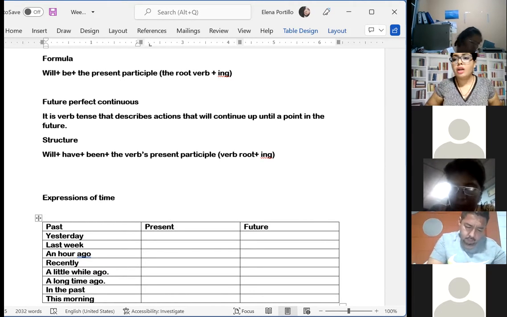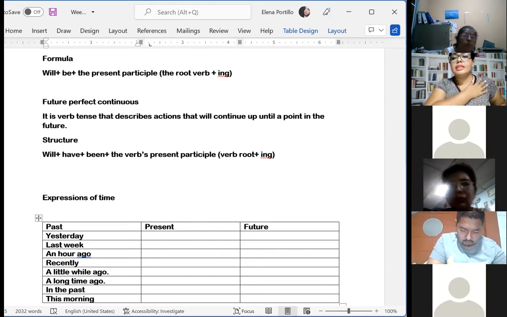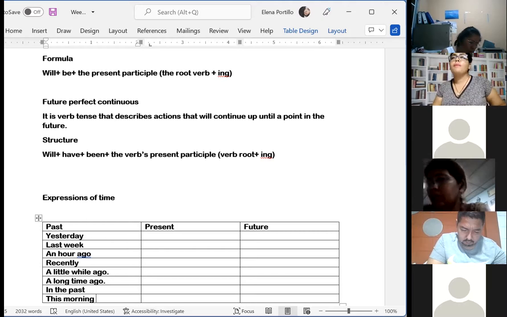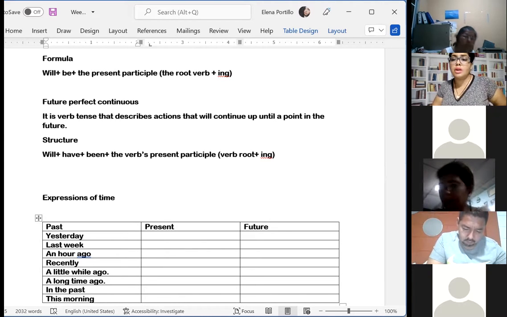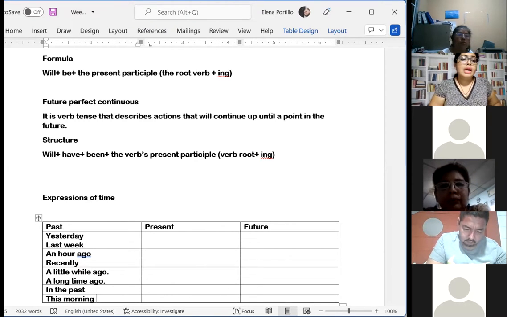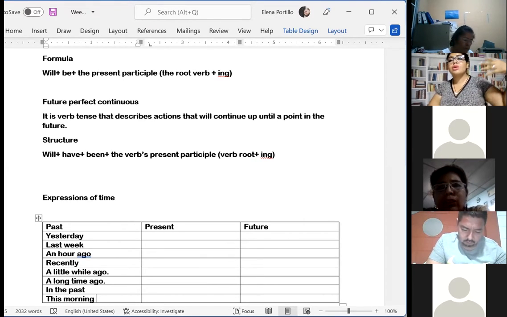So in this case, we are talking about some phrases that can help us to create the time of the sentence. Estamos hablando de oraciones o palabras o frases que nos pueden ayudar a darle un tiempo a nuestra oración. In the first one, yesterday, ayer, estamos hablando del pasado. Last week, la semana pasada, an hour ago, hace una hora. Recently, recientemente, pero que ya pasó en el pasado. A little while ago, hace un poco de tiempo atrás. A long time ago, a un largo tiempo atrás. In the past, en el pasado, or this morning, because it's something that happened in the past, en la mañana.